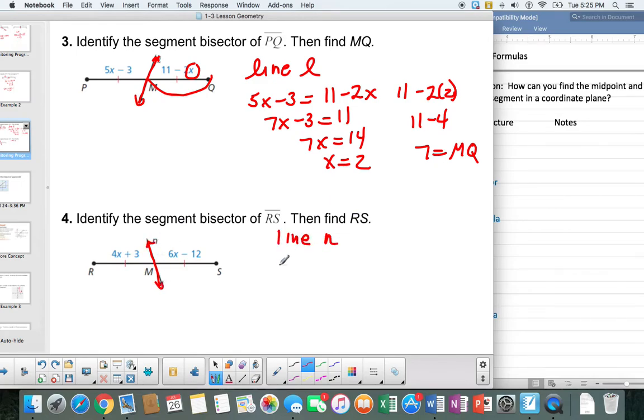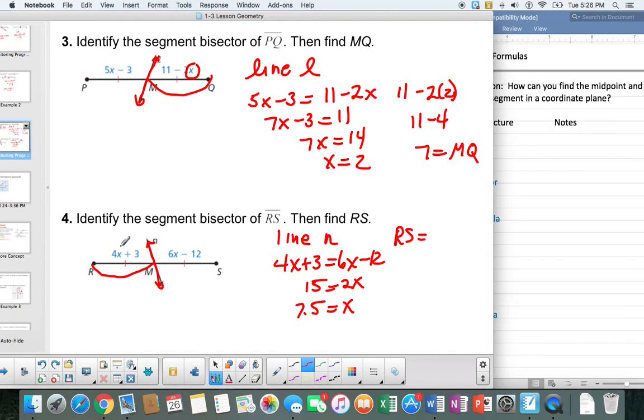And we go through the same process, setting the distances equal to each other. And we're going to get 2x is equal to 15. X is equal to 7.5. And to figure out RS, we'll be finding the length of one of these and then doubling it.